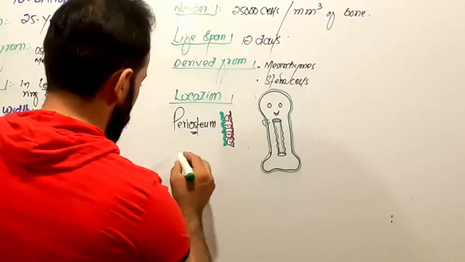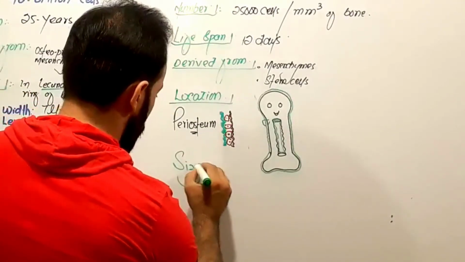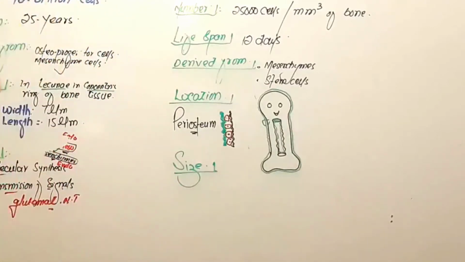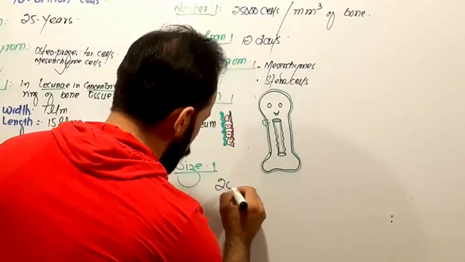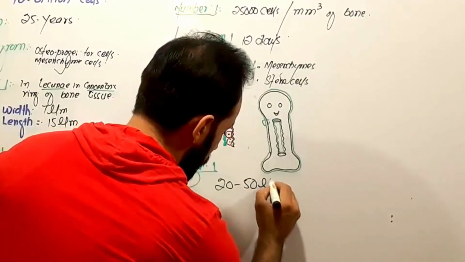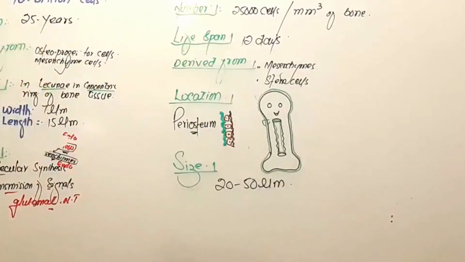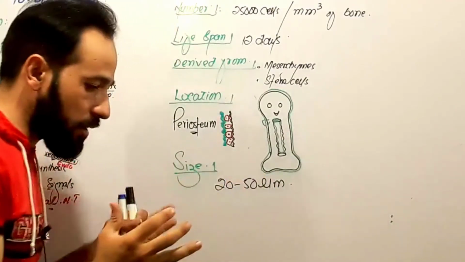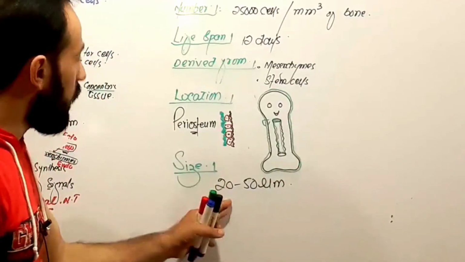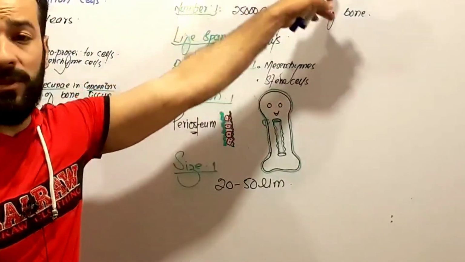Then the next important feature of these cells is their size. What is the size of these osteoblasts? Very easily, the size is from 20 to 50 micrometer, right? Look at the difference. These cells, osteocytes, are a little bit smaller. Osteoblasts are a little bit larger. Why? Because they are always producing these fibers and ground substance.